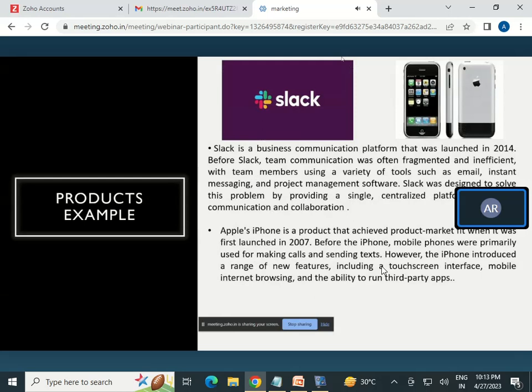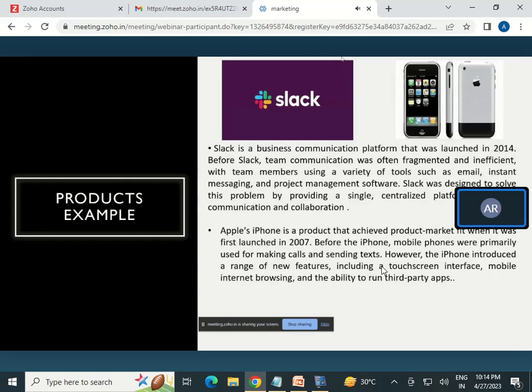Slack, I guess everybody has used it or at least knows about Slack, what it is, right? And the second figure, you can see it's an Apple iPhone, right? All are aware of it. So how are they being developed under this problem solution fit and product market fit, right? This is what we're gonna figure out. So Slack, without reading the point, let's just think and talk about what you know right now.